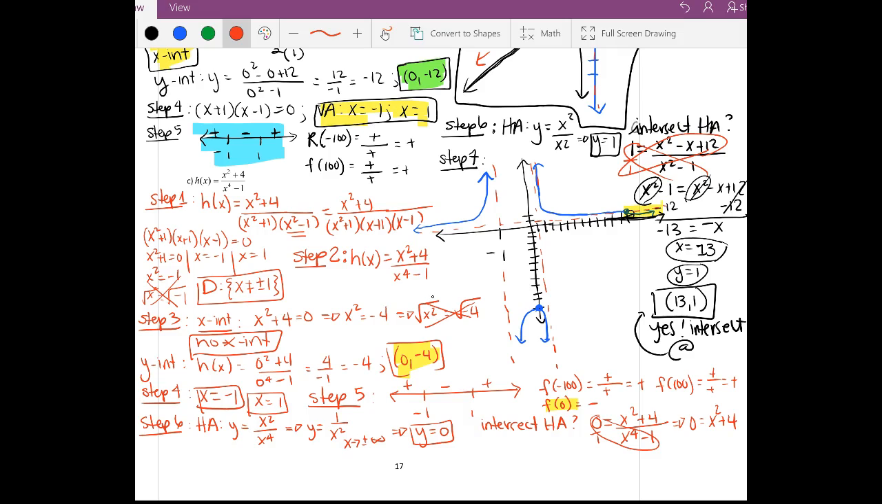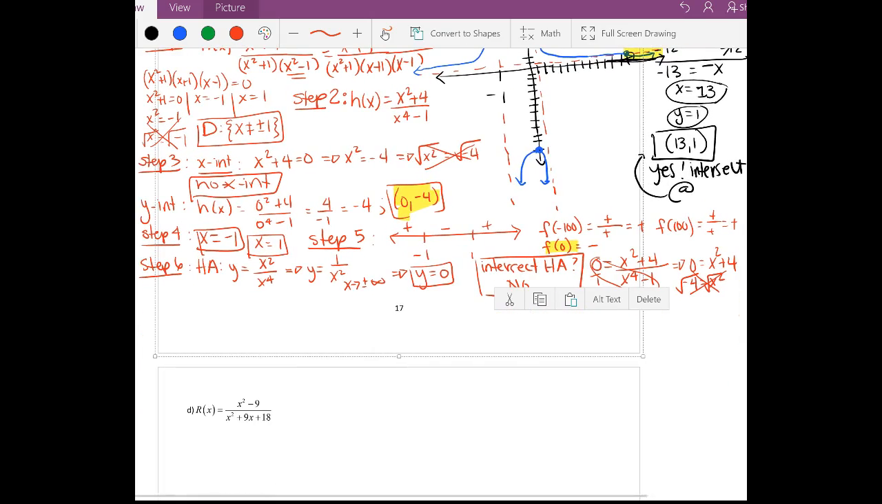Let's try to see if you can solve for x. Subtract 4 from both sides. X squared equals -4. When you take the square root, that's not possible. So intersect HA? The answer is no, it will not, which is different from the previous example, okay? In the previous example, it did cross at positive 13, 1, but this one is not going to. So make sure we are moving on up here, my bad. Okay, so we are now on step 7. Okay. Step 7 it is.